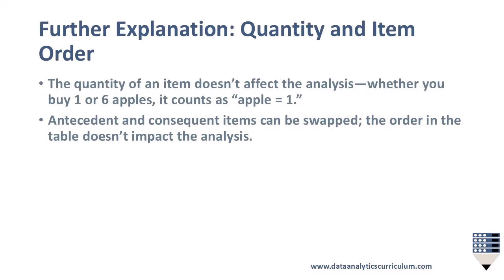Further explanation: quantity and item order. The quantity of an item doesn't affect association analysis. Whether a shopper buys 1 apple or 6 apples, it still counts as apple equals 1. Similarly, the order of items in the table doesn't matter. The rule apple leads to banana is treated the same as banana leads to apple when calculating associations.